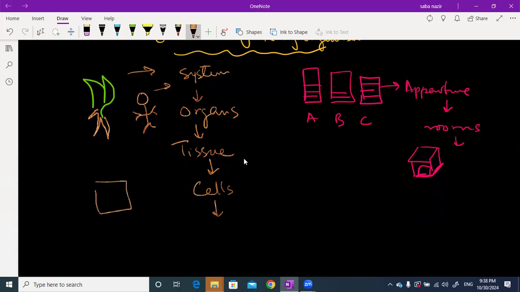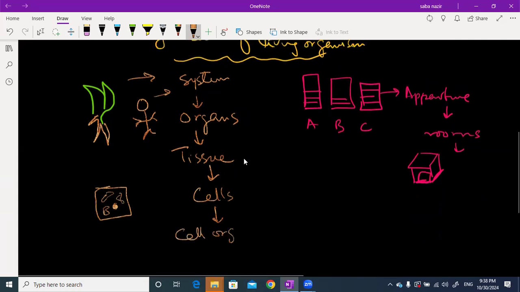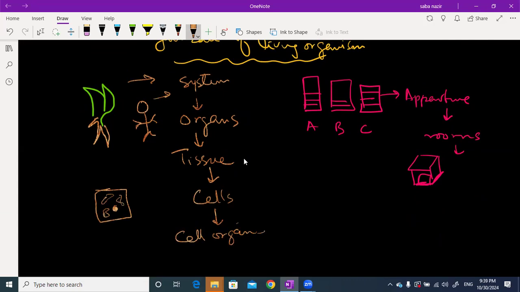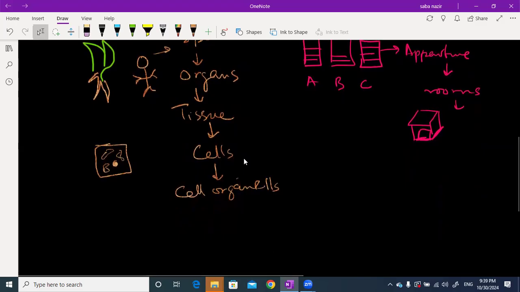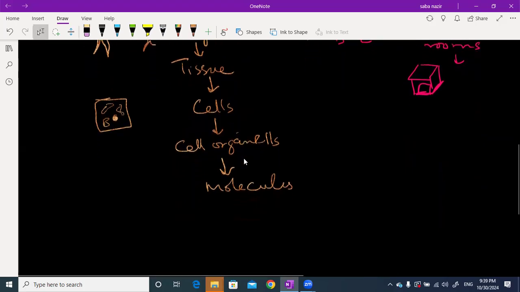Although we consider that the cell is the smallest unit, if we zoom into a cell under the microscope, we will see different structures within a cell. These are called cell organelles. These cell organelles are made up of different molecules, and these molecules are made up of different atoms, right? So now we are going to discuss and explore the different components of a cell.